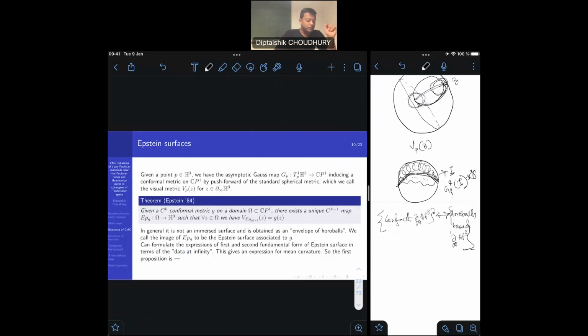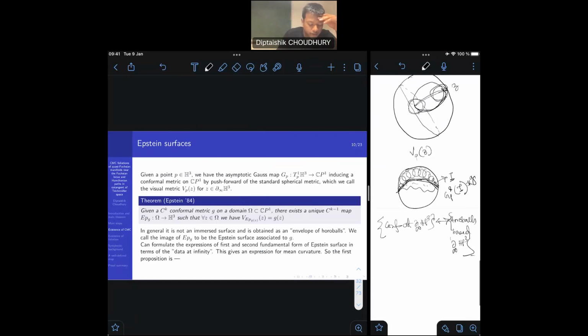And in general, this Epstein surface may not be an immersed surface, as you can take omega to be the whole of CP1 with the spherical metric, and then the Epstein surface would just be a point. And of course, this image is what we call the Epstein surface. But what is of importance is that given this data at infinity, we could formulate a formula for the first and the second fundamental forms of this Epstein surface as an expression of the C tilde, Q tilde, or the conformal class and the Schwarzian at infinity.